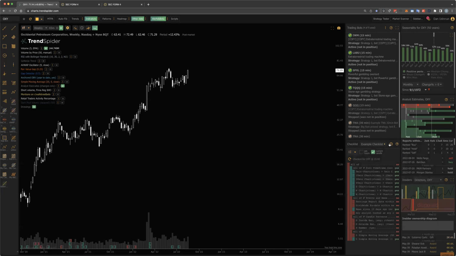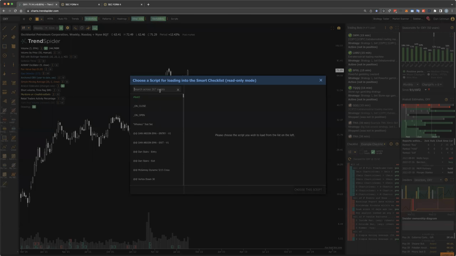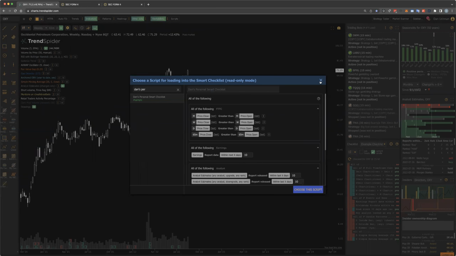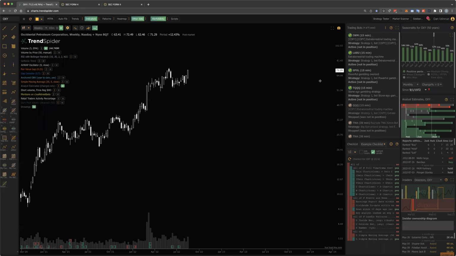There's a couple examples in here. Like there's one that's called Dan's example or Dan's personal. This is based on my personal checklist. So if you want to see how I set it up, you can pull that up. And we plan to release a lot more public examples of this, because I think it's a feature that is really underappreciated.